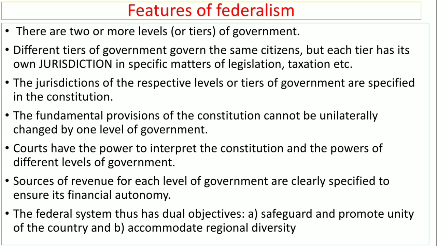The citizens are the same. Third point, the jurisdiction or the power of these different governments are clearly mentioned in the Constitution. The Constitution describes the powers of these different levels of government. Otherwise, there may be clashes. Fourth point, if disputes are there among these different levels of government, they can approach a judiciary, a Supreme Court or a High Court. Judiciary is there in federalism. Otherwise, it will not work out.